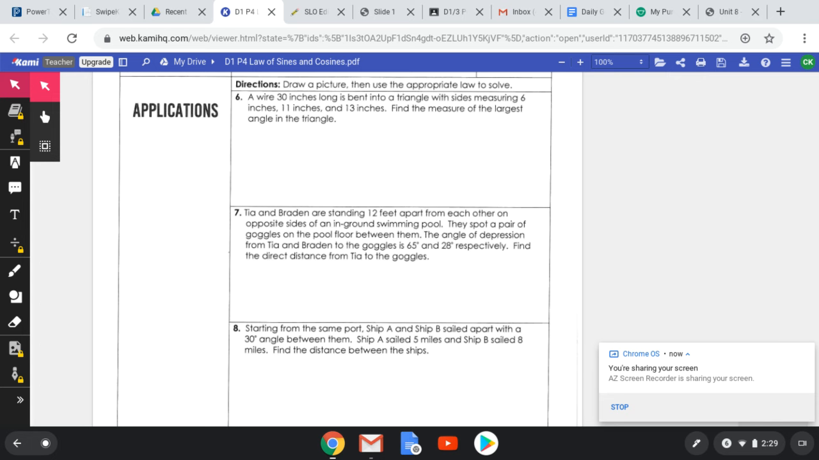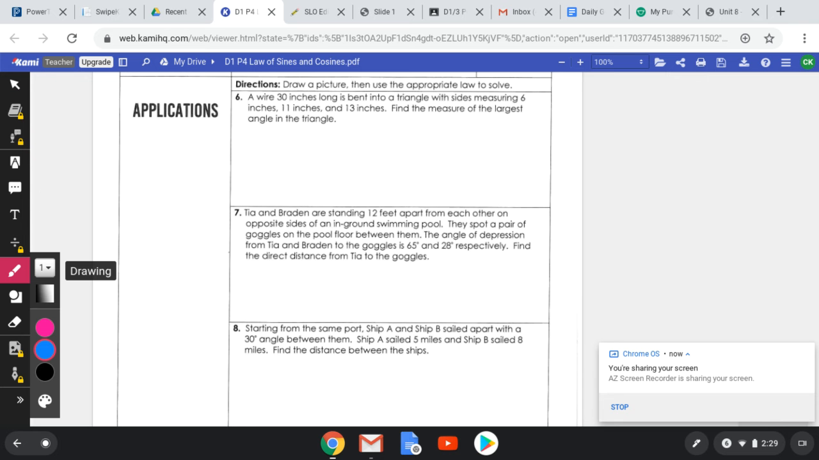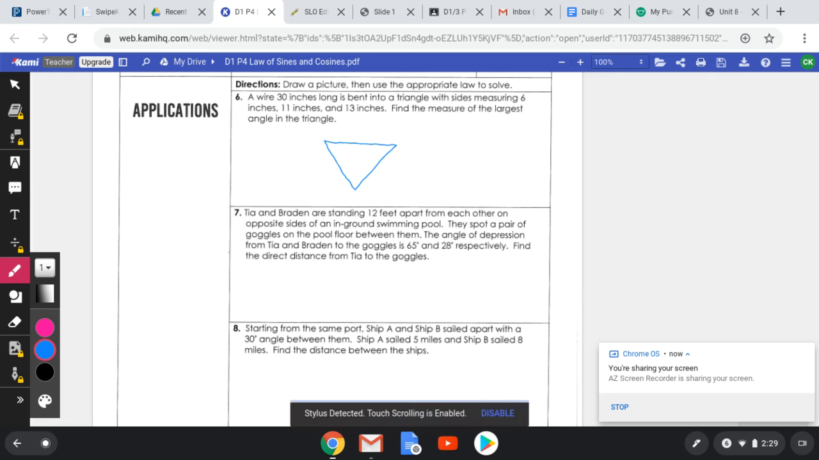For number 6, it says you've got a wire that's 30 inches long, is bent into a triangle with sides measuring 6, 11, and 13. We want to find the measure of the largest angle of this triangle. The beginning part there essentially was not needed, but so we got a triangle with sides 6, 11, 13. It doesn't matter if I draw it as 6 on top and then 11, 13. Now we want to find the largest angle in this triangle.